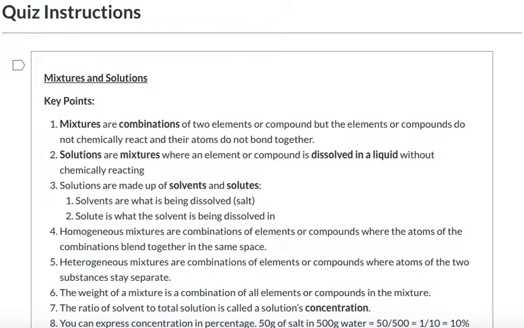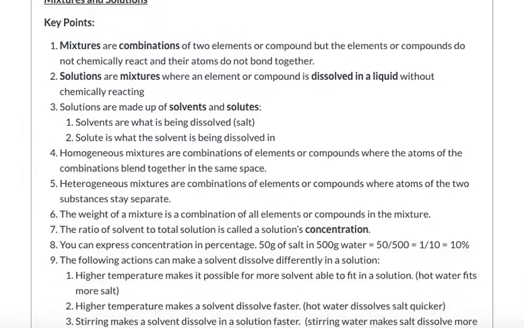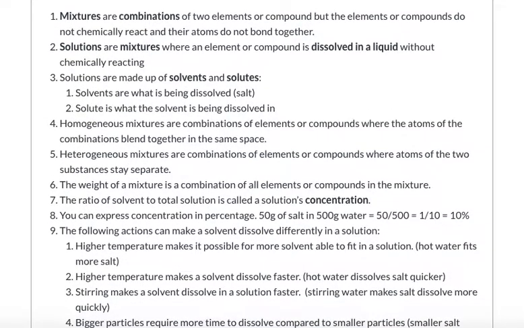Quiz instructions. 1. Mixtures are combinations of two elements or compounds, but the elements or compounds do not chemically react and their atoms do not bond together. 2. Solutions are mixtures where an element or compound is dissolved in a liquid without chemically reacting.